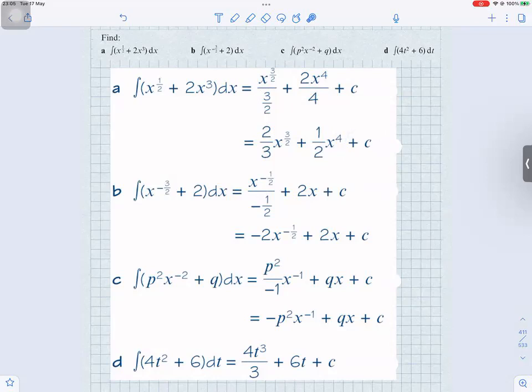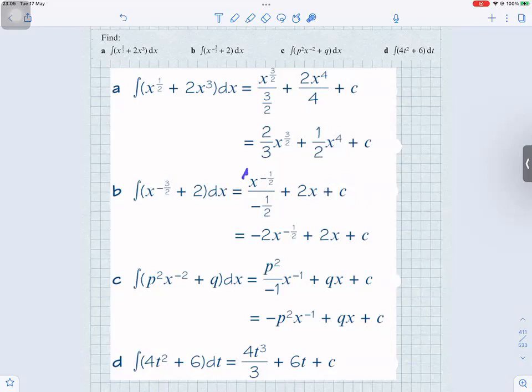Part B, integral of x to the minus 3 over 2. Add 1 to the power, minus 3 over 2 plus 1. It gives you minus a half, and you divide by minus a half. When you integrate 2, a constant, imagine this 2x to the 0. Add 1 and divide it by 1. So it just becomes 2x. And then you add the constant of integration.